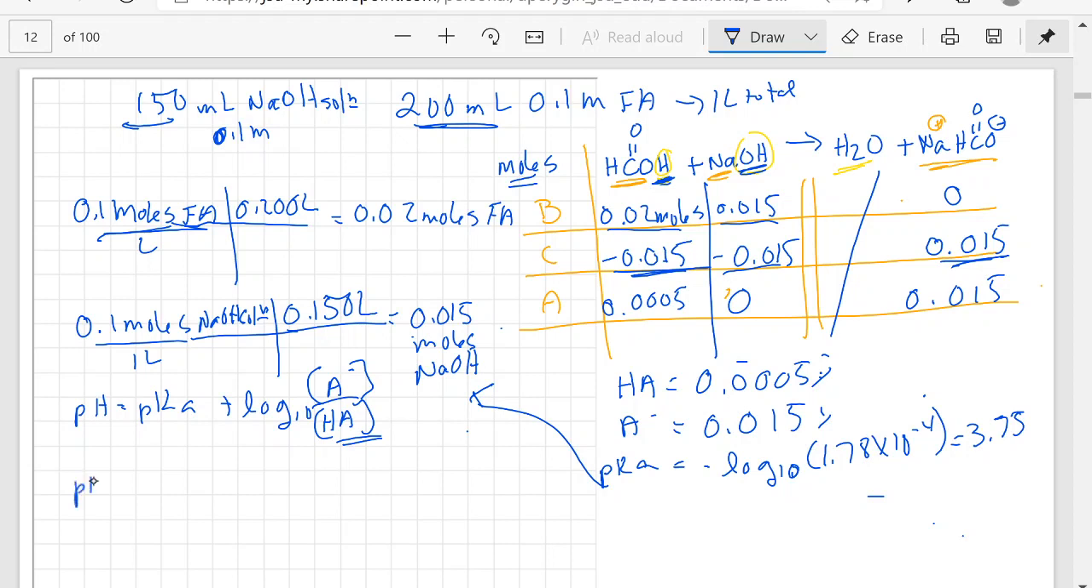So we can say pH is equal to 3.75 plus the log of 0.015 over 0.0005. And so our pH is equal to 4.23. So that's how we find the pH of this solution at this point in our titration.